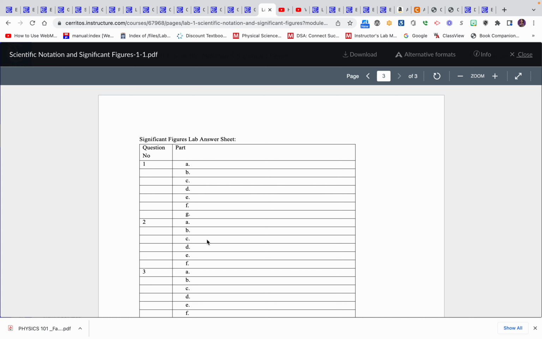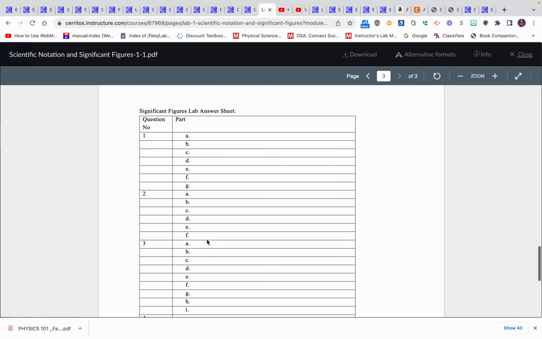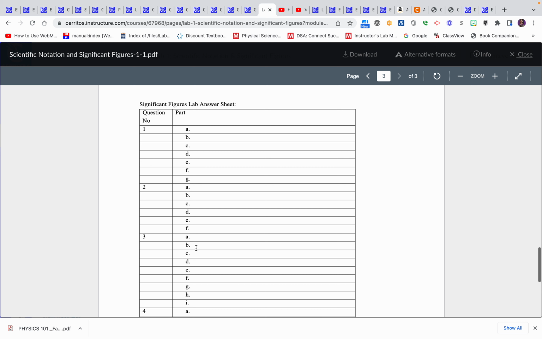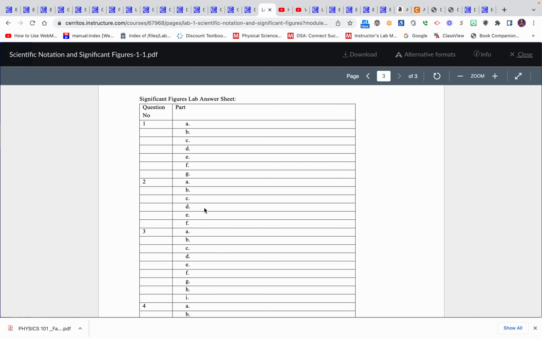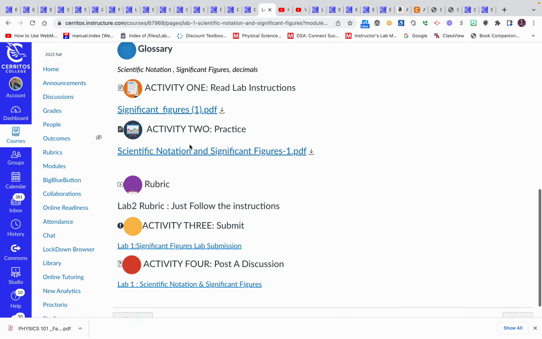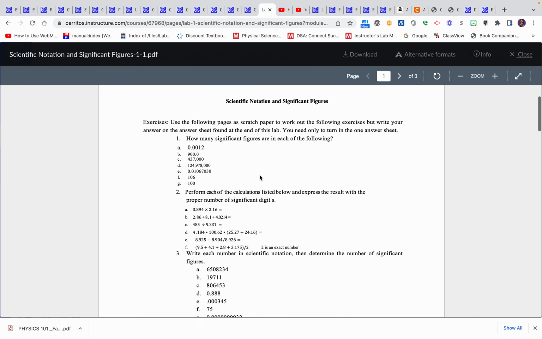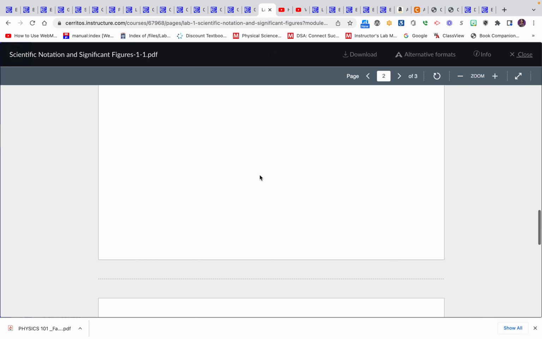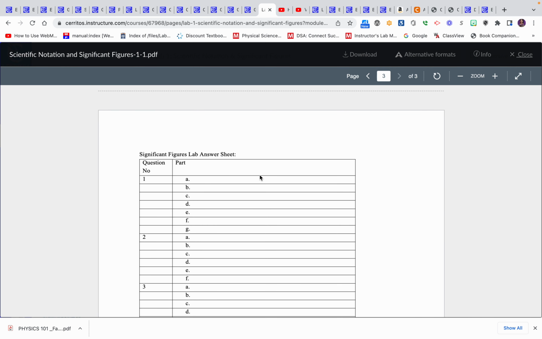Because this one is a PDF, you will not be able to write on it, so I suggest you create a similar one like this. Remember, it should be typed, no handwritten work. I will not accept any handwritten. You're going to put your answers to these questions in the answer sheet. You should also include a cover page. If you do not include a cover page for any lab, you're going to be deducted 10 points.